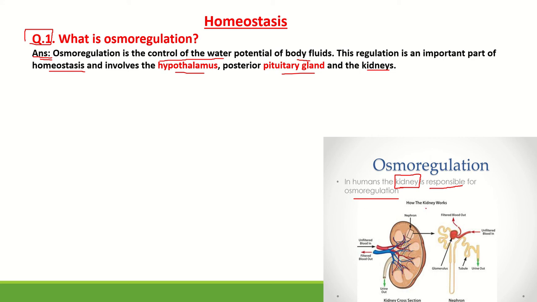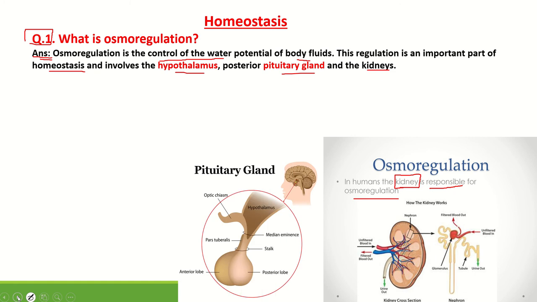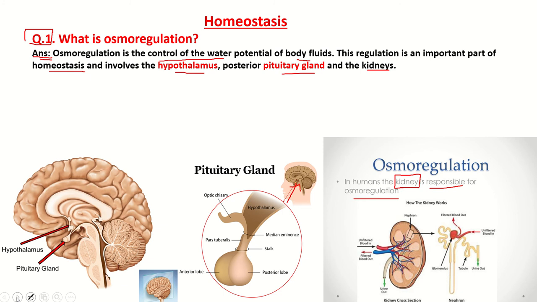So how does the kidney work, you know that, right? You can watch my previous video so you can get some idea. And here is also the posterior pituitary gland. So this is our pituitary gland, guys. And this is the hypothalamus. So the hypothalamus, pituitary gland and kidney are involved. This regulation is an important part of homeostasis. Let's go to the next one.